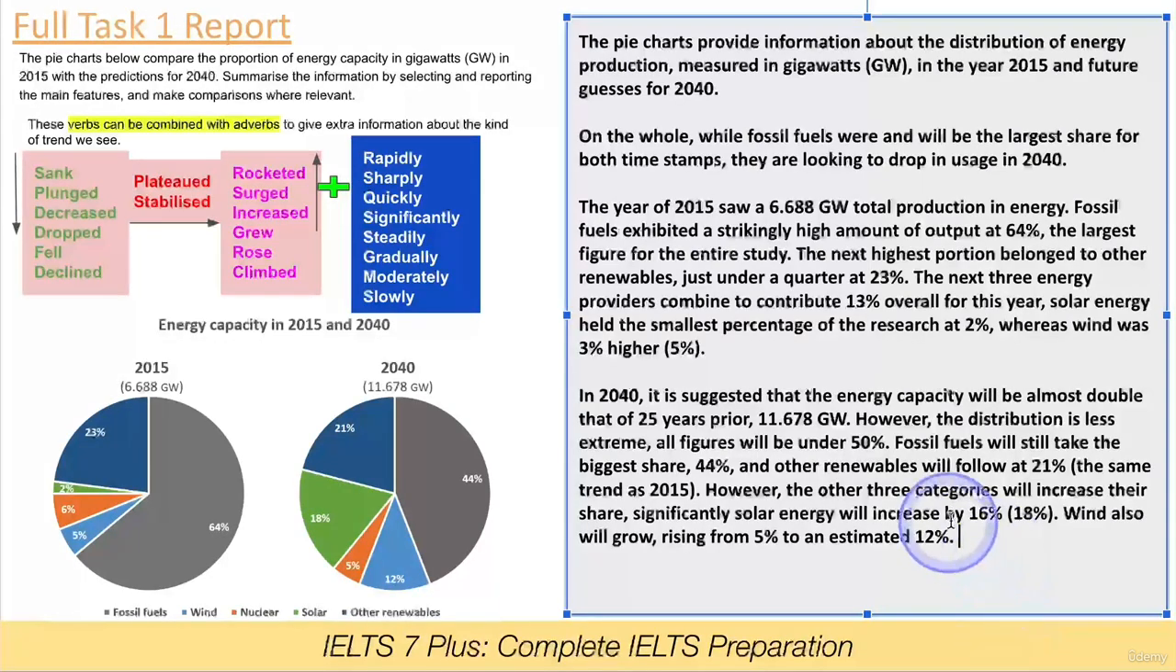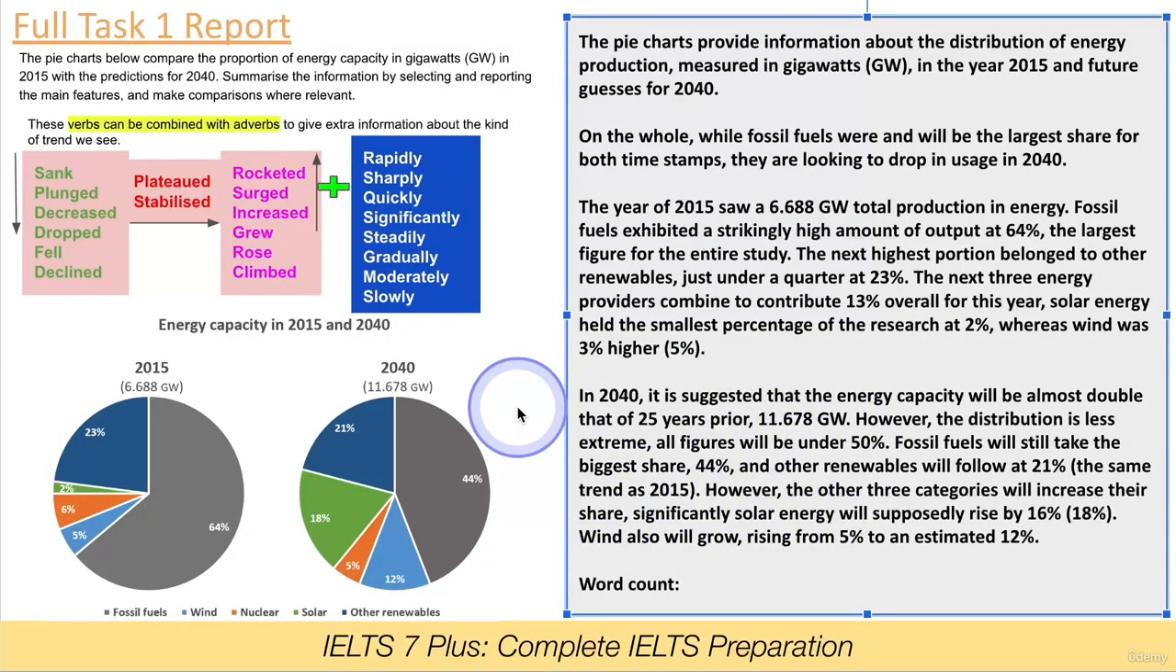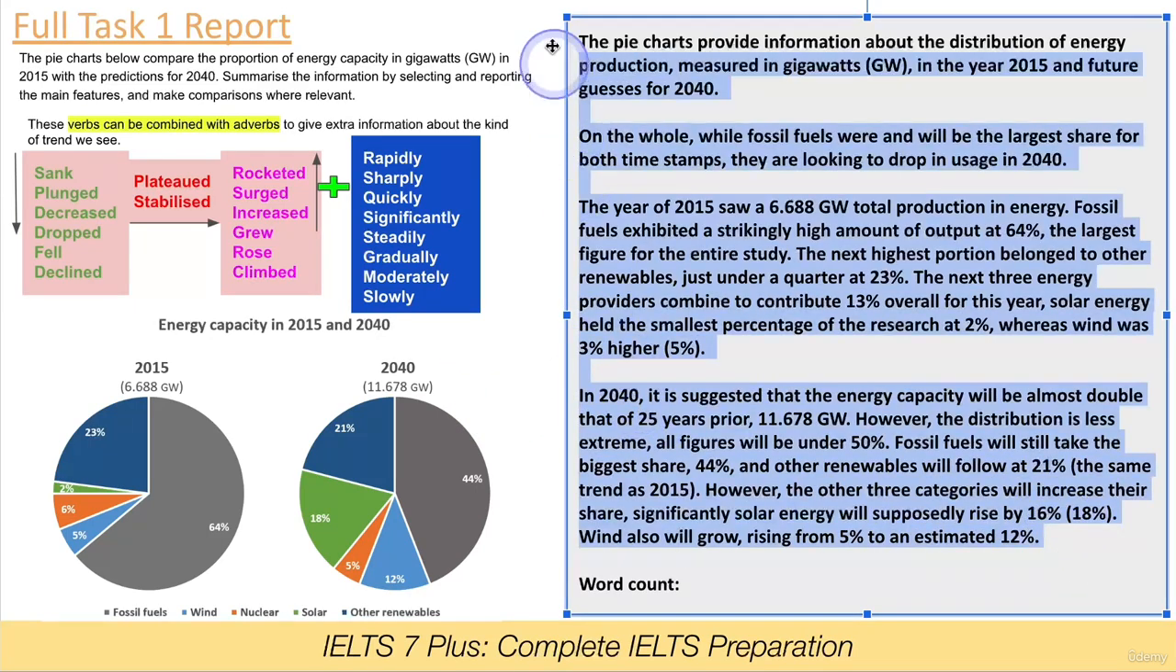Solar energy will rise. Maybe we could say a nice word, supposedly. Will supposedly rise by 16%, to 18%. Wind will also grow, rising from 5% to an estimated 12%. Okay, that's nice. So you can see how we've used these words to estimate for the future. Estimated, supposedly, predicted. All of these words are great for this future tense. Right, so we've just gone back, edited, made sure everything sounds okay. So now let's count the words and see how we're doing.